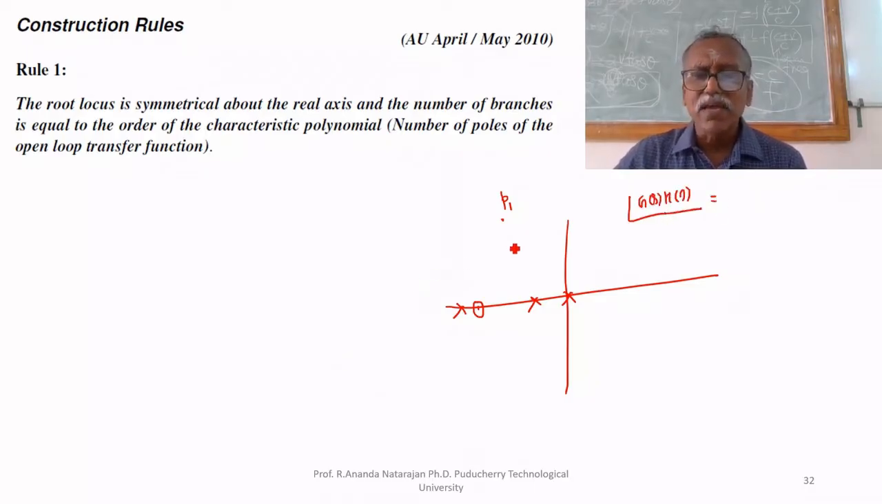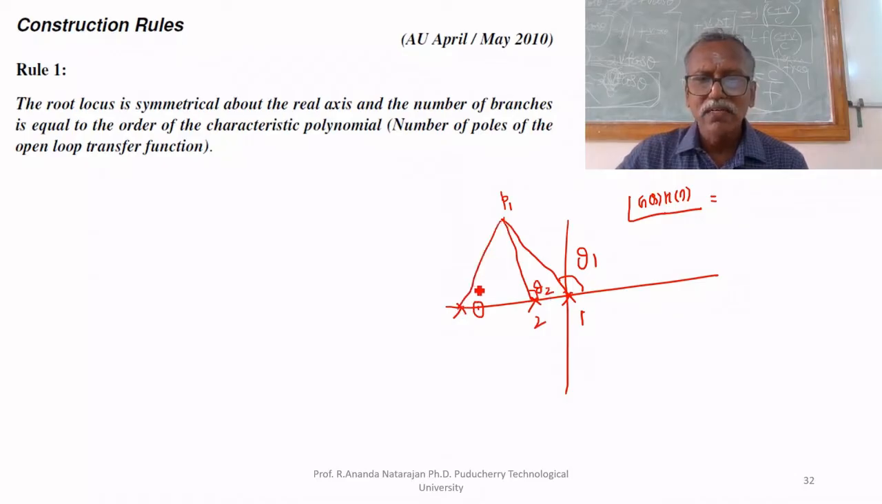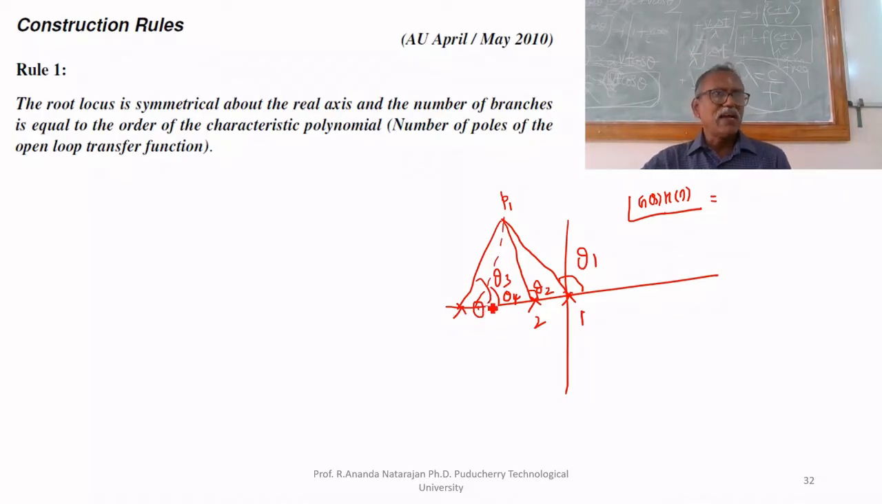What is the angle of P of S, H of S? The line connecting this pole and P1, what is the angle? Theta 1. What is the angle of this P1, this second pole? First pole, second pole. Let it be theta 2. What is the angle? Theta 3. What is the angle with 0? Theta 4. If you add theta 1, theta 2, theta 3 and theta 4, if the total angle is an odd multiple of 180, that point will be on the root locus.